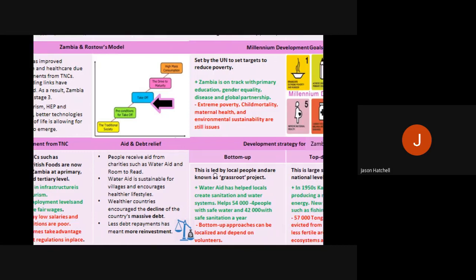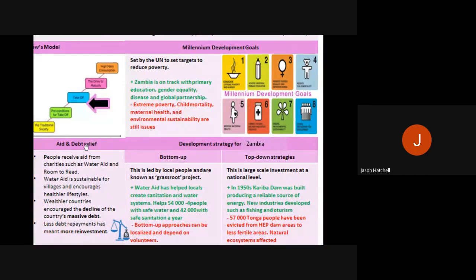So we're on to the last section then for Zambia, and it's looking at two different development strategies. Mr. Unite, would you like to take the first one? Yeah, go on, let's split it.